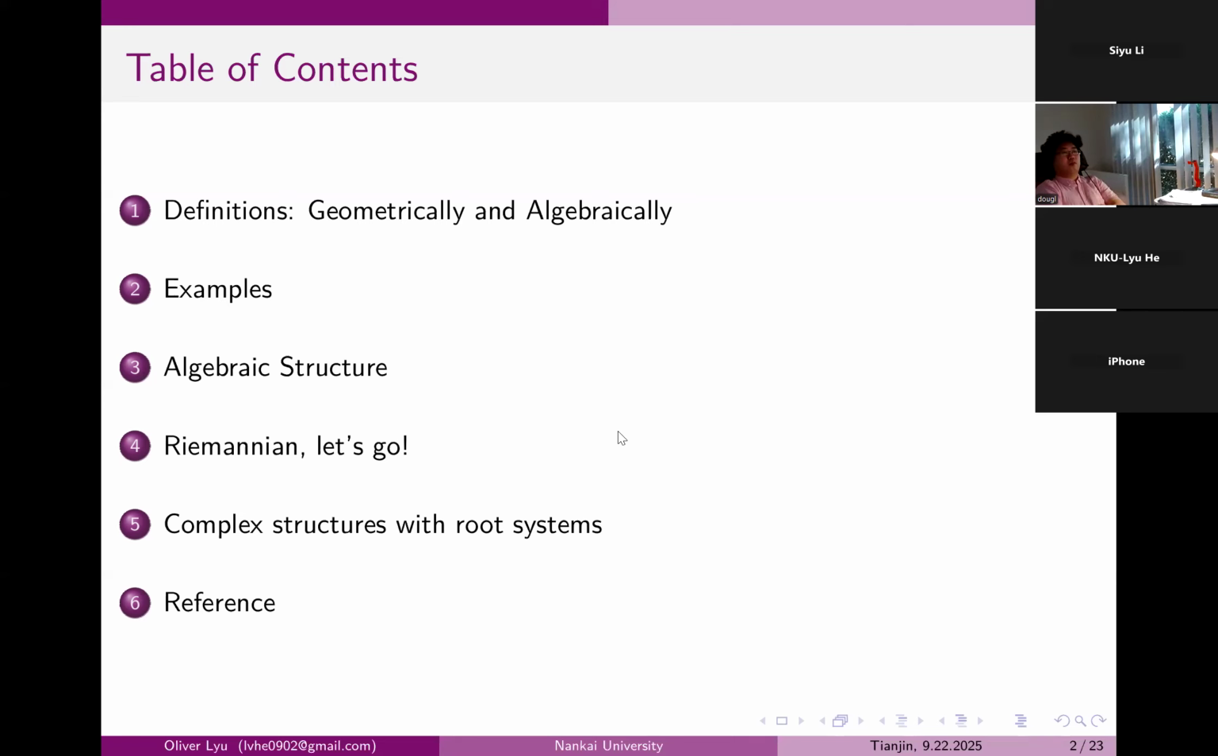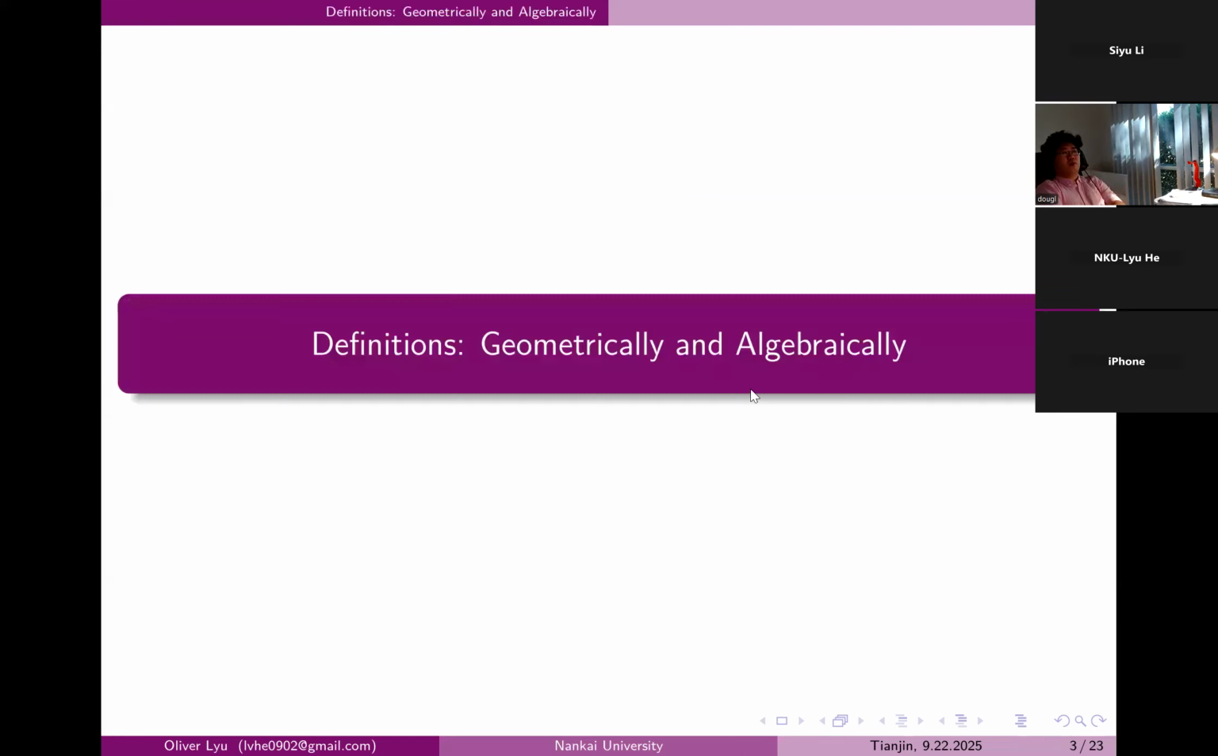And as an example, I'd like to demonstrate the interaction between Lie theory and the homogeneous space in a geometric way. I will use the example of complex structures with root systems. Okay, let's start with the first part, the definitions.